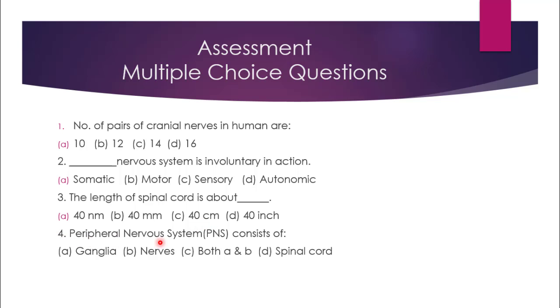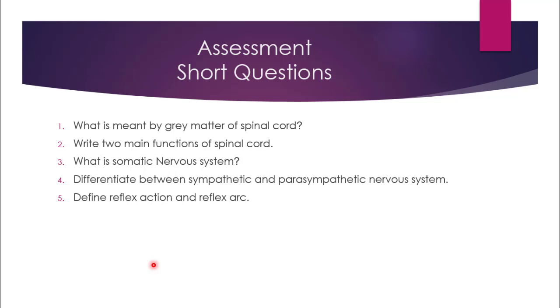Number 4. Peripheral nervous system or PNS consists of ganglia, nerves, both A and B, or spinal cord. The correct answer is both A and B, which means ganglia and nerves. Now we will discuss some short question answers related to this topic. Number 1. What is meant by gray matter of spinal cord? You will write the definition of gray matter and its composition that we have discussed in our lecture. You can also draw the diagram of spinal cord in which you will represent the gray matter of spinal cord.